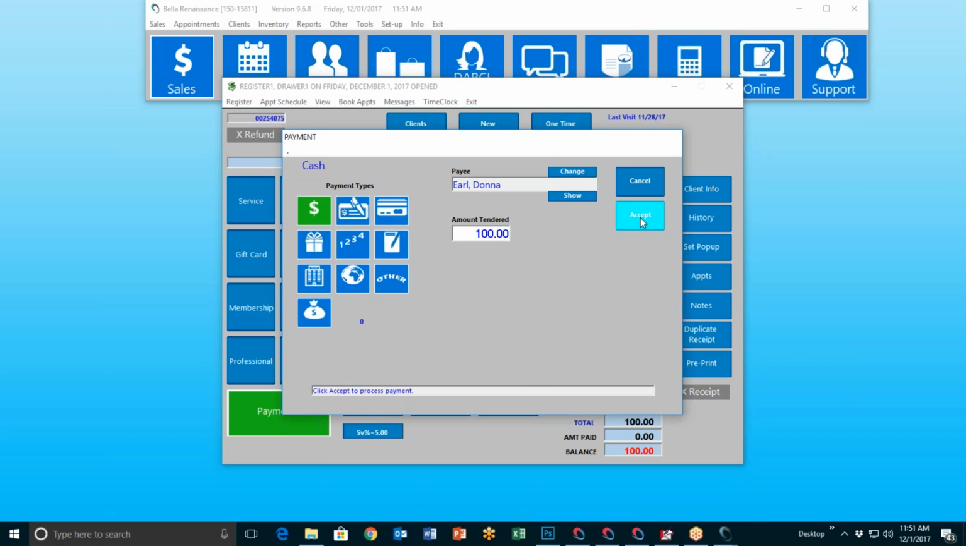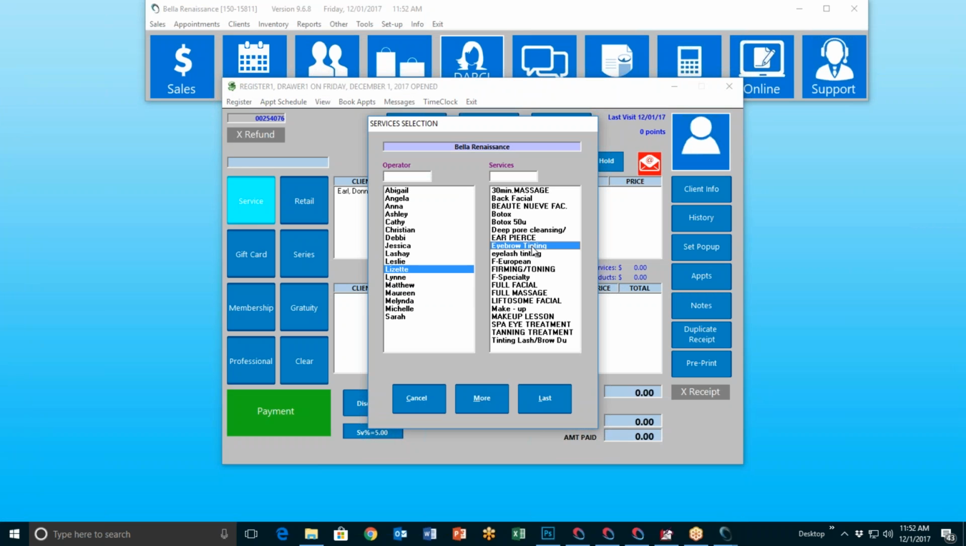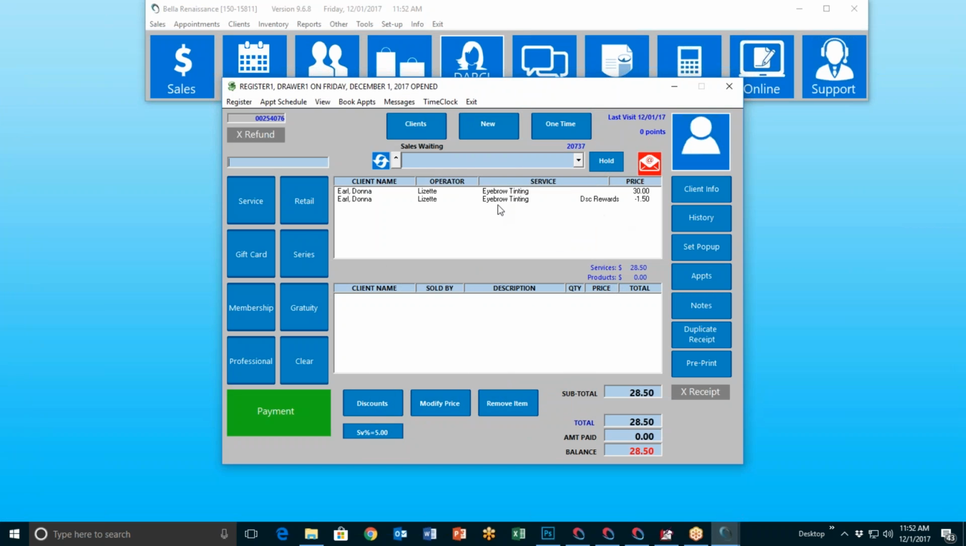She pays me. She gets an automatic. Whoops. No, I don't want to book her again. Donna Earl comes in. Now she's a member. Now this little symbol is here, 0 points. And now she saw Lizette. She got eyebrow tinting and automatically applies her discount rewards of 5% because my gold members get an automatic 5% off. It's got nothing to do with this. If I click on this, it'll add an additional discount.